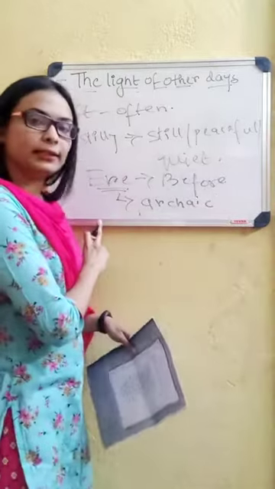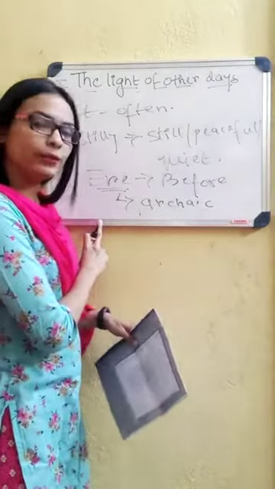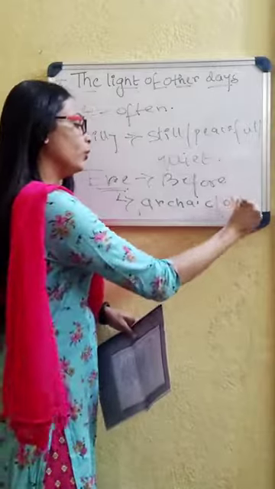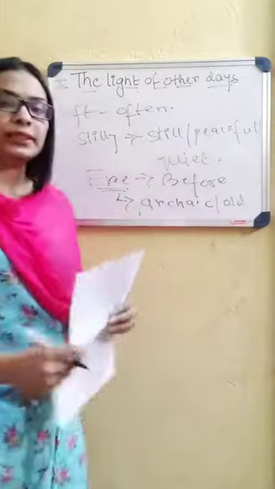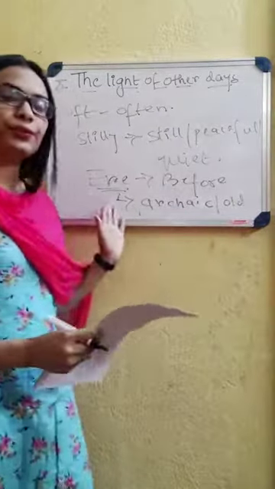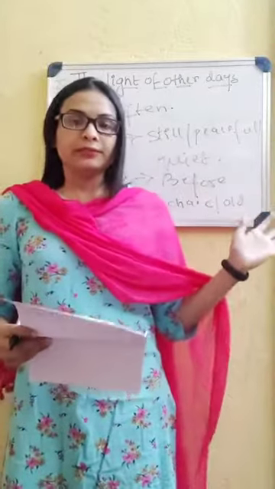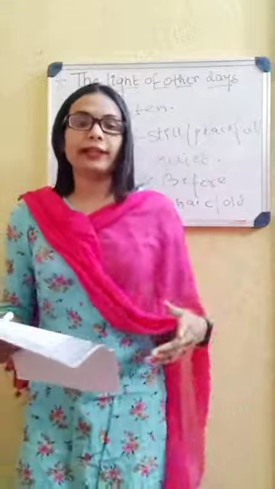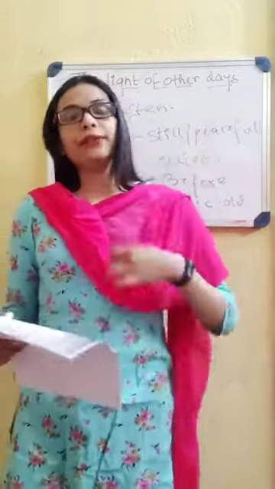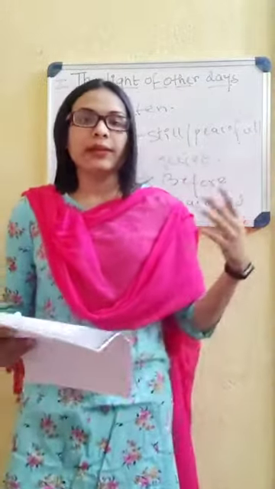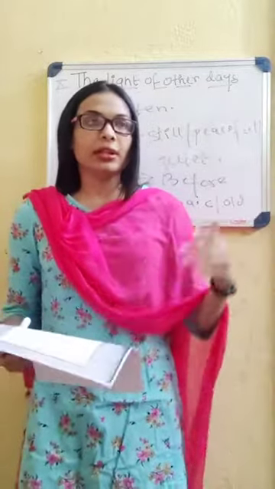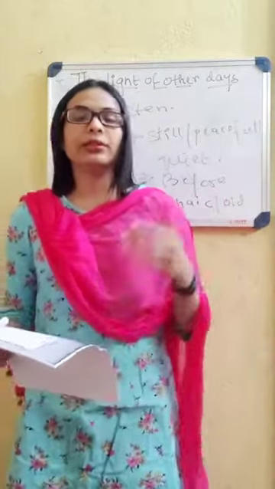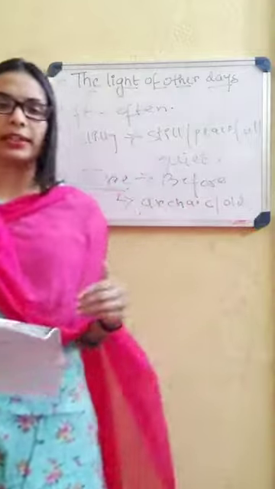A-R-C-H-A-I-C. "Archaic" means old word, O-L-D, old word. And "or" means before. So this type of English, Old English, was used in the old times. Now English has changed. If you go through the history of English literature, you will get to know there are many stages of English, like Old English, Medieval English, Modern English.